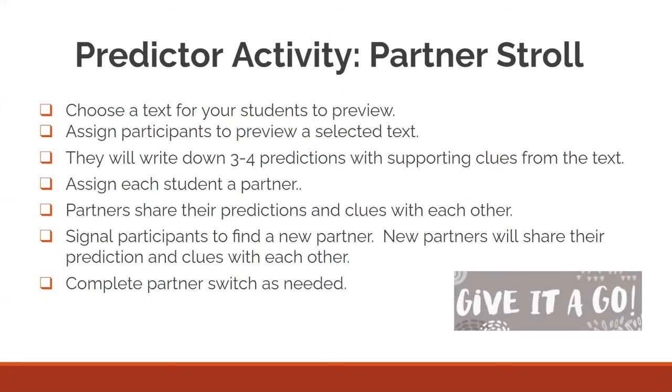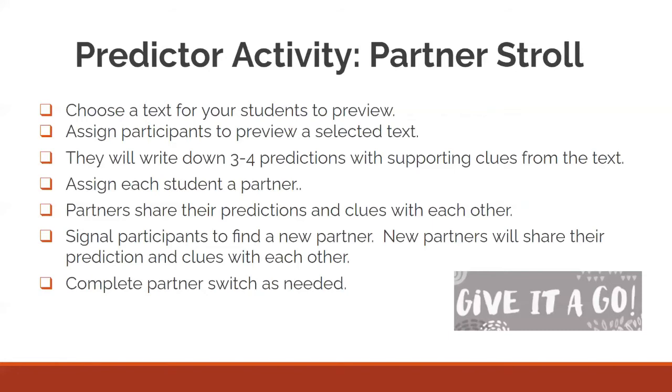Choose a text for your students to preview. Assign participants to preview a selected text. They will write down 3 to 4 predictions with supporting clues from the text. Then assign each student a partner. Partners should share their predictions and clues with each other. Signal partners to find a new partner. They will complete this process with 3 to 4 partners. New partners will share their predictions and clues with each other. Complete the partner switch as needed.